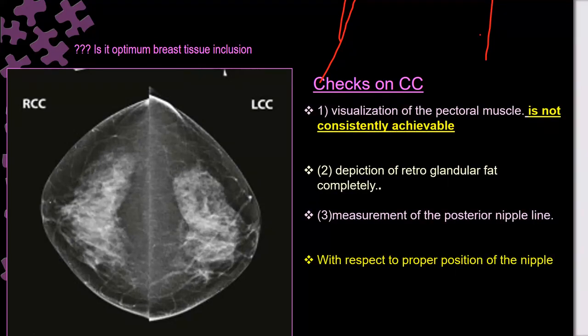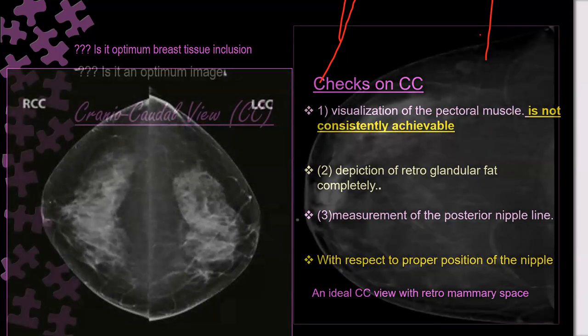Optimum, because we could see depiction of the retromammary fat instead of visualization of the pectoralis, which is not consistently achievable. Measurement of the posterior line or depiction: in this case, we have depiction. And always we have to respect the proper position of the nipple. It is ideal. Okay.